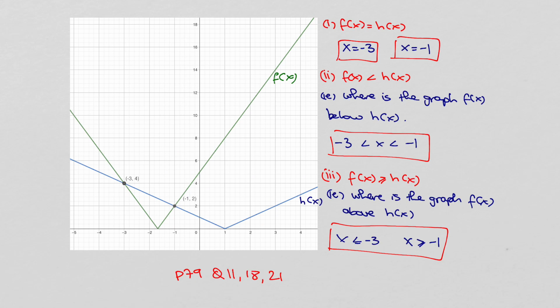So if we go to our Active Maths Book 1 and we go to page 79 and we do questions 11, 18 and 21.